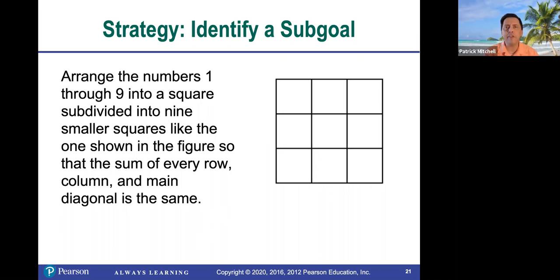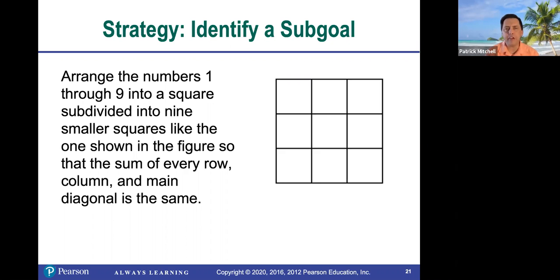So what I suggest you do is go into your homework. I probably will throw in a few of these, different ones. I'll put in ones that I think you can handle. And always, always, always, if you have any questions, post your questions in the discussion boards or send me a message. So an example of identifying a subgoal is a magic square.